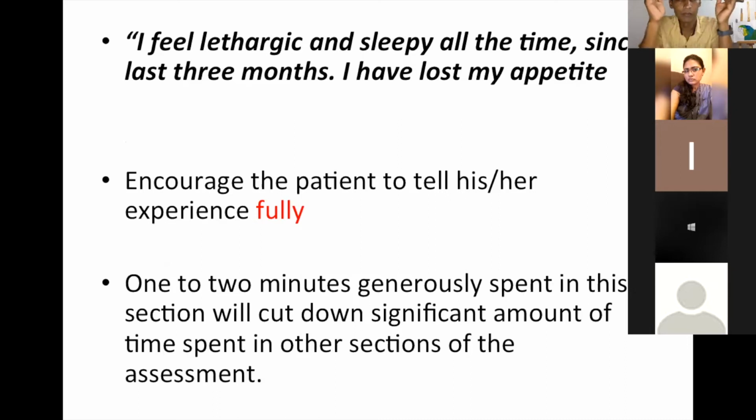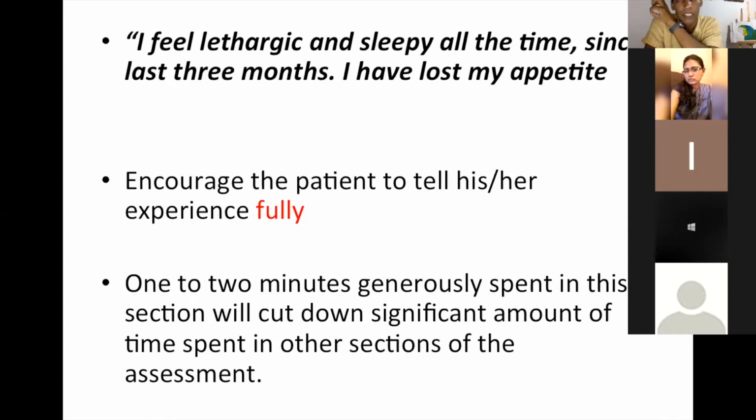And then we wait till the patient finishes. That's something that most of us don't do. We won't let them finish and bombard them with our questions. Now, this is the most important moment in our clinical assessment, the most important component. A good amount of time, 1 to 2 minutes, generally spent in this section, will save us a lot of time later in the assessment.